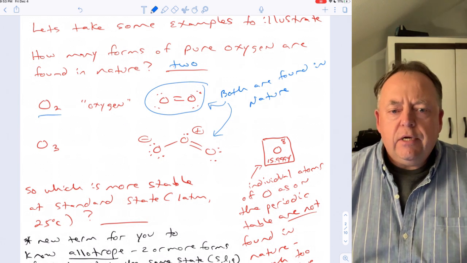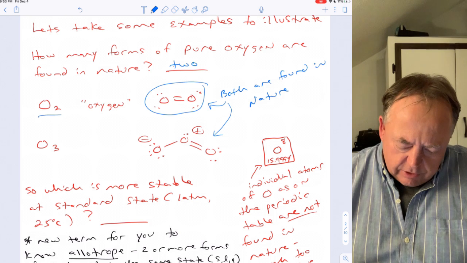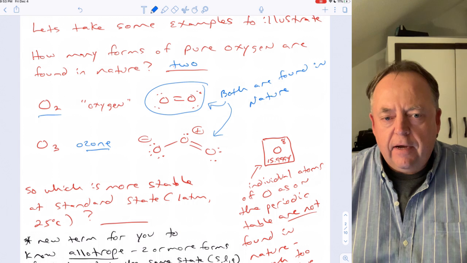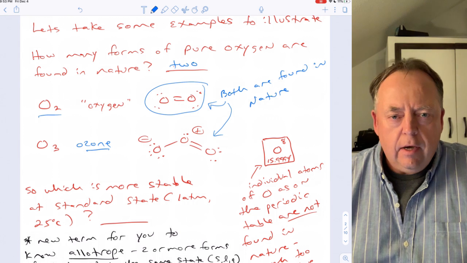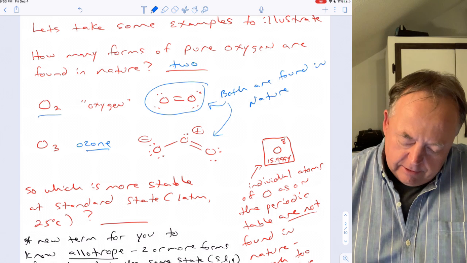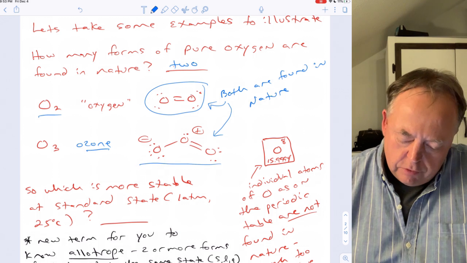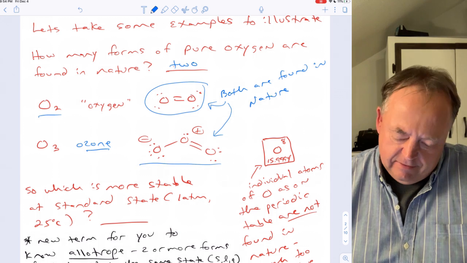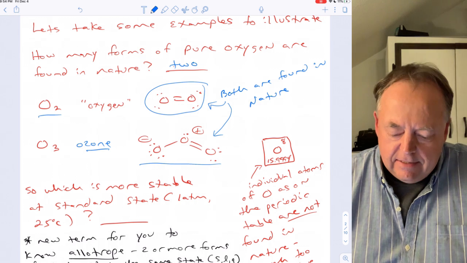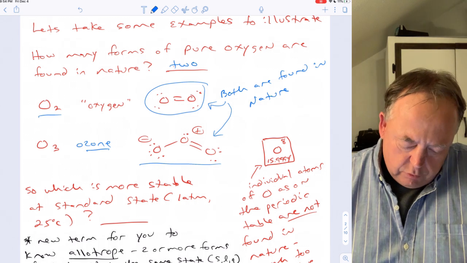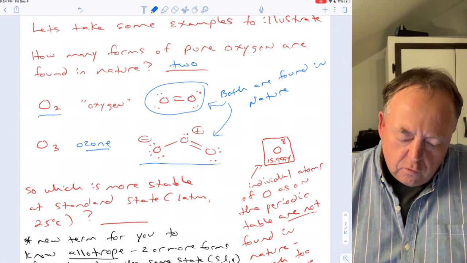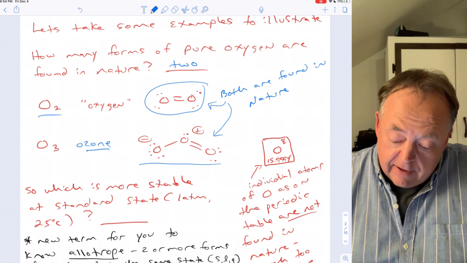So what is O3 called? That would be called ozone. Where do you find ozone? It's a part of the upper atmosphere, and forms a protective layer over the Earth. If you drew a Lewis dot structure of ozone, O3, you would come up with that. Both of these are found in nature, and they're both gases at standard states. So at 25 degrees Celsius, 1 atmosphere pressure, they're both gases. So that's 2 forms of oxygen found in nature.